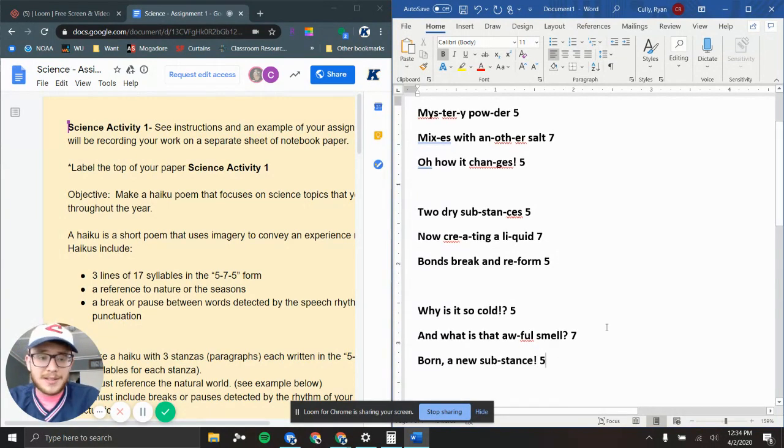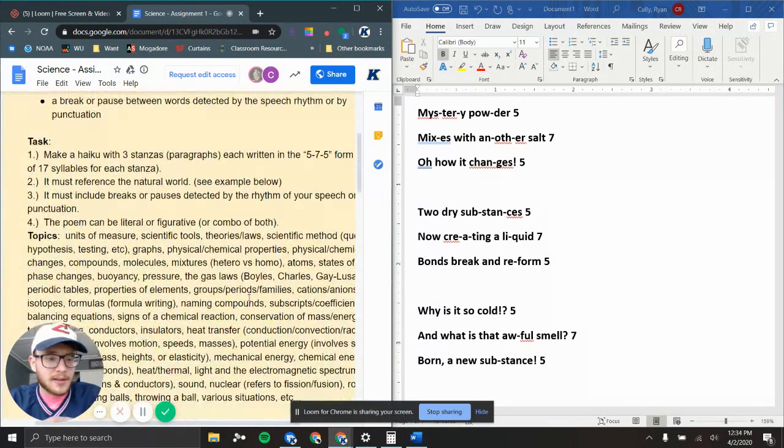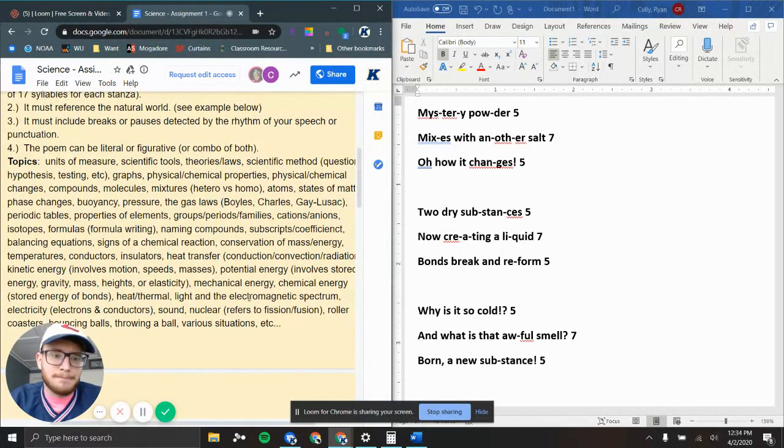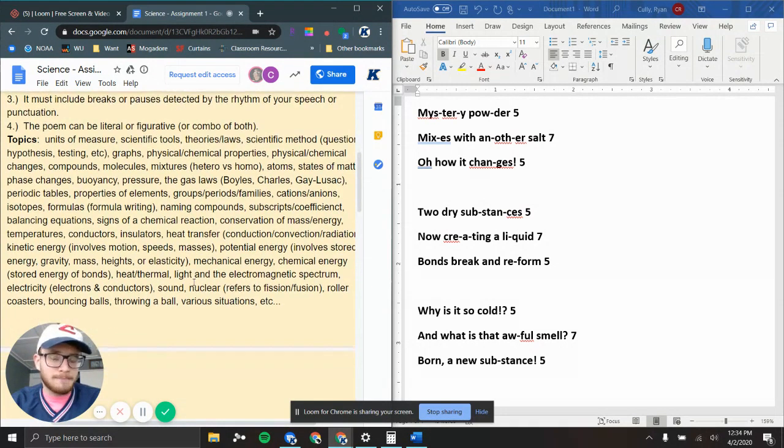So basically, you're going to take some sort of science topic that we've learned about. We've learned about a lot, and it's kind of all broken down here in this document. So units of measure, scientific tools, molecules, mixtures. We've talked a lot about the gas laws. If you think back to the PTV sticks, we haven't really gotten into energy and physics yet, but we've done a lot of chemistry. So if you want to look through your notes, or you have questions or need ideas on what to do, there are some topics here.